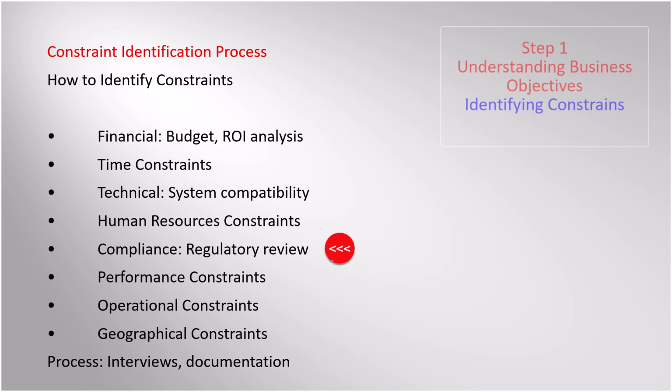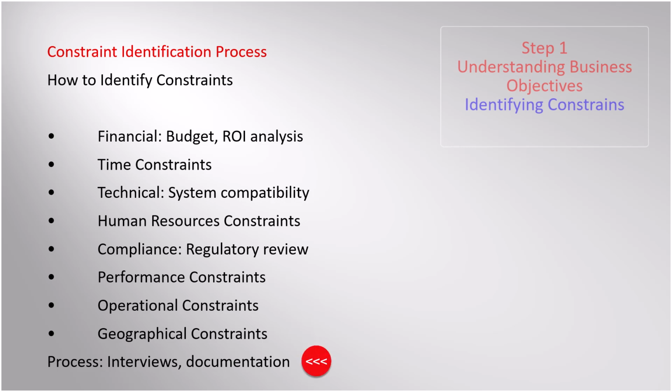Compliance and legal constraints: review regulations like GDPR with legal teams, ensure data sovereignty, and plan for audits. Performance constraints: examine SLAs and benchmark current system performance for cloud expectations. Operational constraints: understand change management and adapt support structures for cloud operations. Geographical constraints: select data center locations for latency and residency compliance, and plan for disaster recovery.